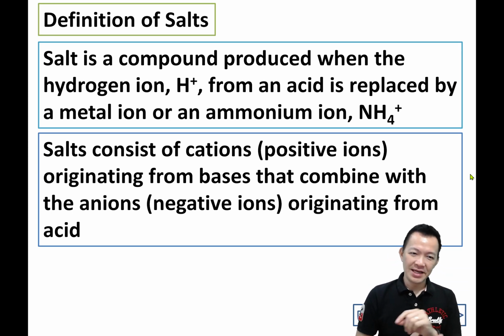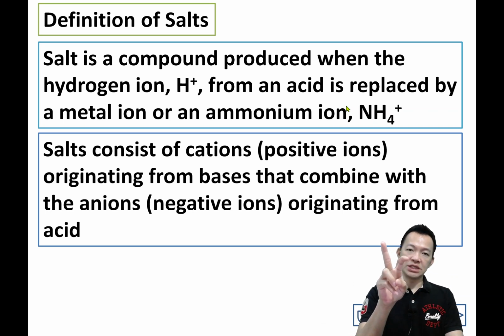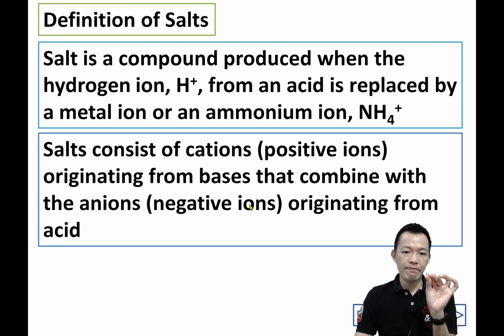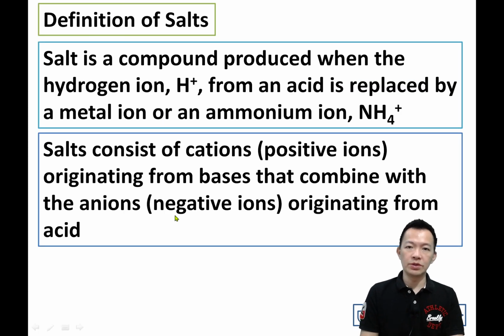我再读多一次。Salt is a compound produced when the hydrogen ion from the acids is replaced by metal ion or ammonium ion. 当 acid 的 hydrogen ion 被金属的离子代替，要不然就 ammonium 的离子代替，它就会变成盐。So salt consists of positive ion from the base. 盐里面有来自 base 的加的离子 that combine together with the anions. Okay, they originate from the acid. 然后跟它自己的碱的离子呢结合，就变成了盐 and become ionic compound. 那个盐就是一种 ionic compound. Not understand? So we look at the example.